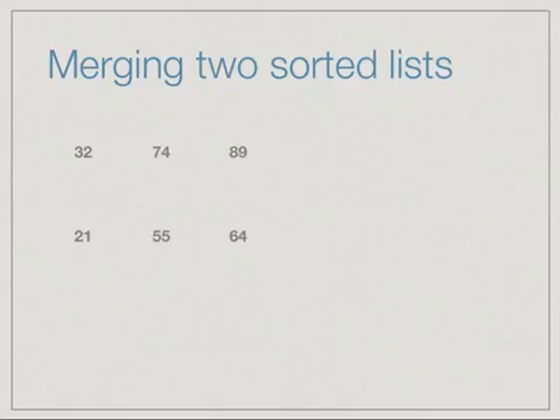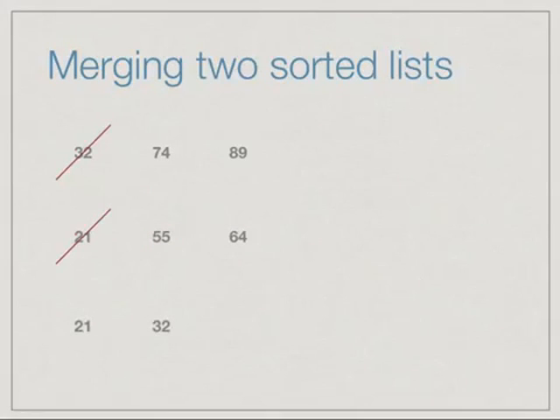So let's examine how this would work in a simple example here. We have two sorted lists, 32, 74, 89 and 21, 55, 64. So we start from the left and we examine these two elements initially and pick the smaller of the two because we are sorting in ascending order. So we pick the smaller of the two, that's 21, and now the second list has reduced to two elements. So at the next step, we will examine the first element in the first list and the second element in the second list because that's what's left. So among these two, 32 is smaller, so we will move 32.